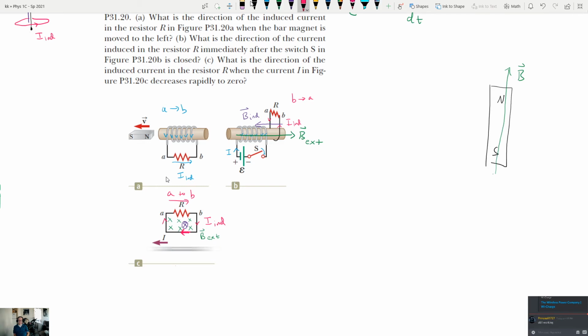Professor, could you go over part A one more time? No problem. In part A, what we have is an external field. I was in green for external field, right? Our external field goes this way. So in part A, the field is moving away. That means that our induced field has to point in the same direction. So our induced field is this way.